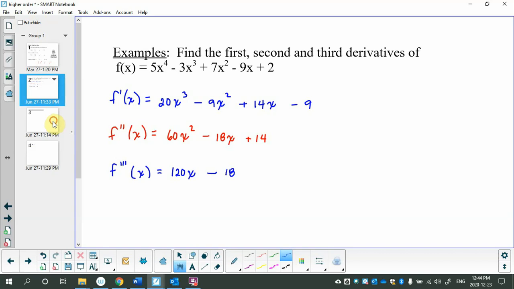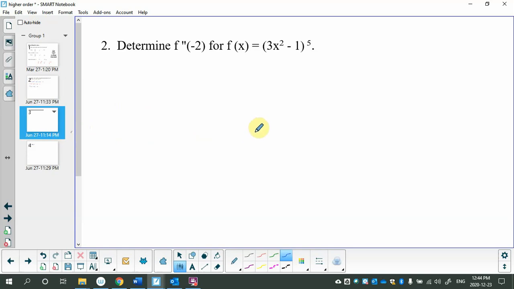So the last question might look like it's kind of easy, but it's not as easy as we really want it to be. I've also changed what the question is asking. So this question isn't asking for the second derivative, even though it's got the double tick here. It's asking you to take the second derivative and plug in -2 for all the x's.